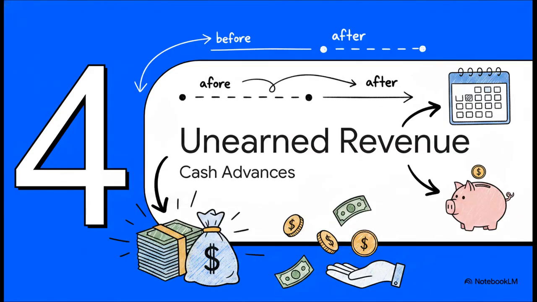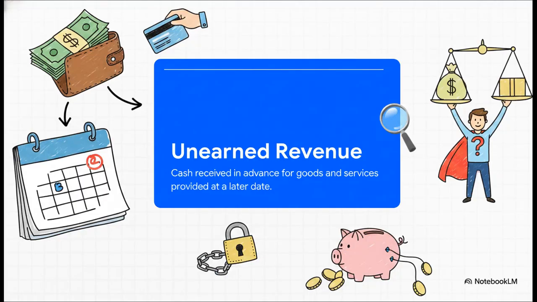And finally, we land in our fourth quadrant, Section 4, Unearned Revenue, or Cash Advances. So, unearned revenue happens when a customer hands you cash in advance for goods and services that you'll provide at a later date. Now, it feels amazing to have that cash in your pocket right away, right? But since you haven't actually done the work yet, you essentially owe it back to the customer. Until you earn it, this cash is a current liability.